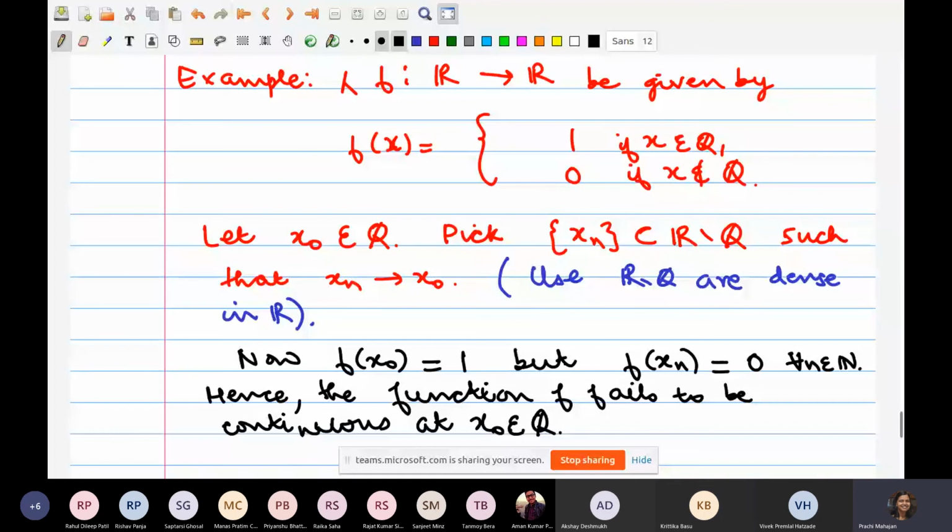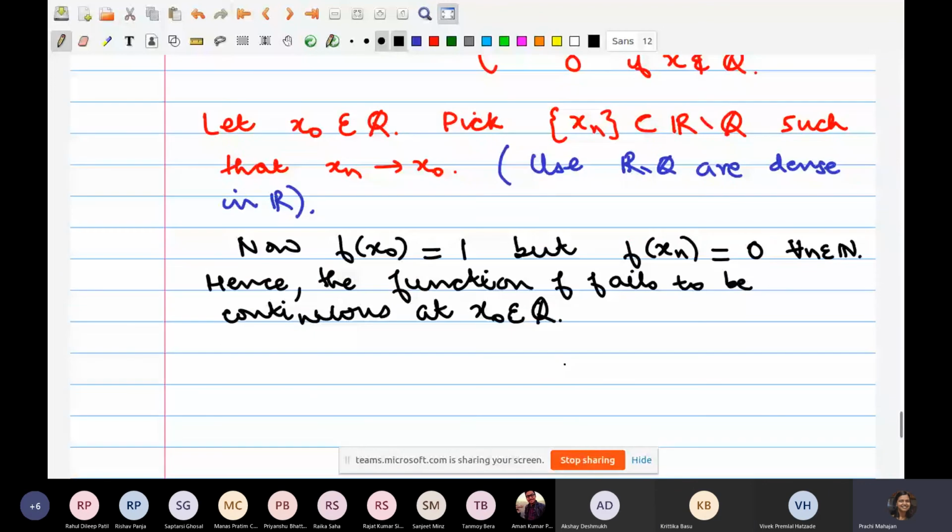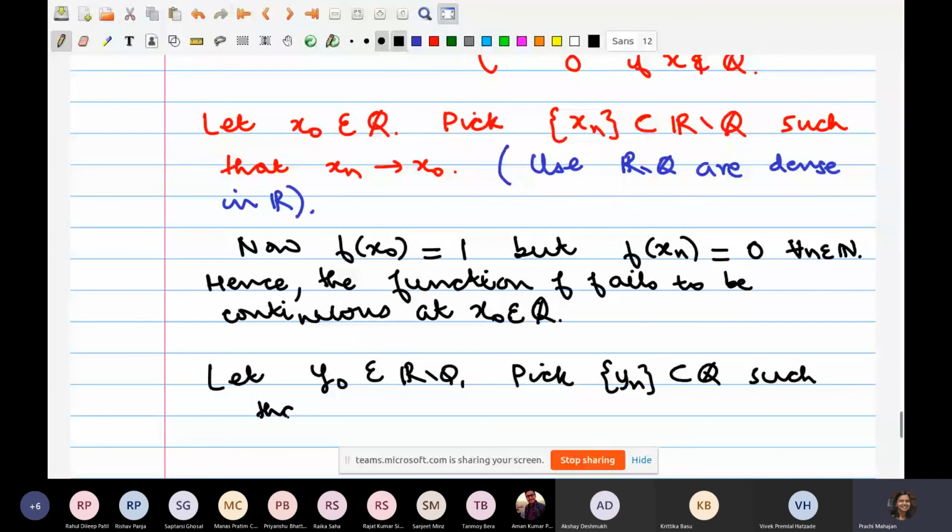Yes. Now let's look at a point which is not rational. You can essentially repeat the same argument. Let's look at a point y naught. So much like the previous case, you pick a sequence of points, this time of rational numbers, such that the sequence yn converges to y naught. Again, I'm using the fact that the set of rational numbers is dense on the real line. I'll leave it for you to figure out, so I'll put a question mark here.